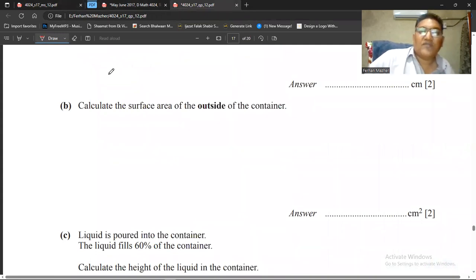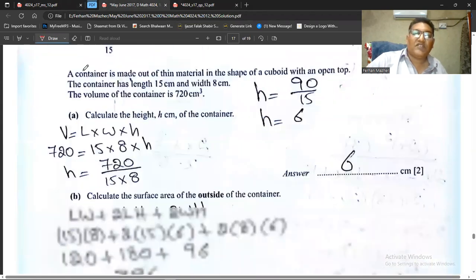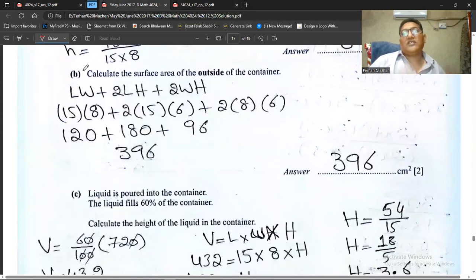Calculate the surface area of the outside of the container. This is an open container, so it does not have the top. It only has the bottom and the 4 walls. So its surface area will be length times width plus 2 times length times height plus 2 times width times height.